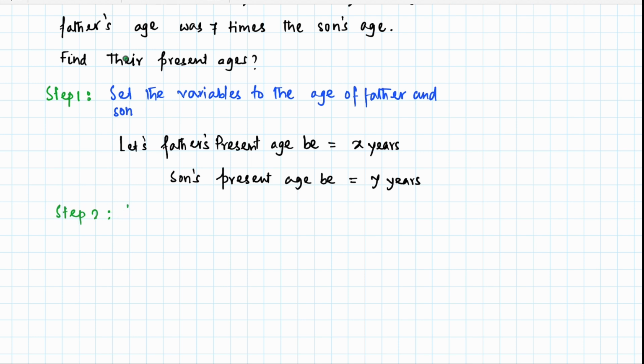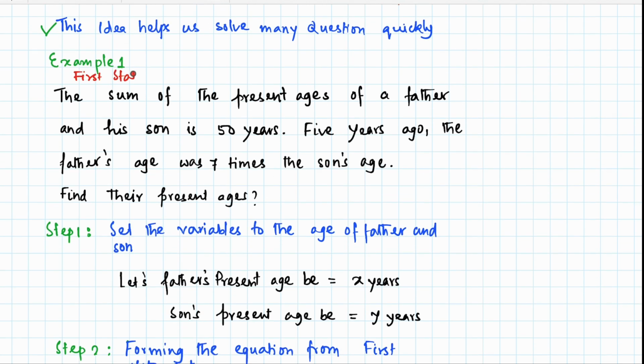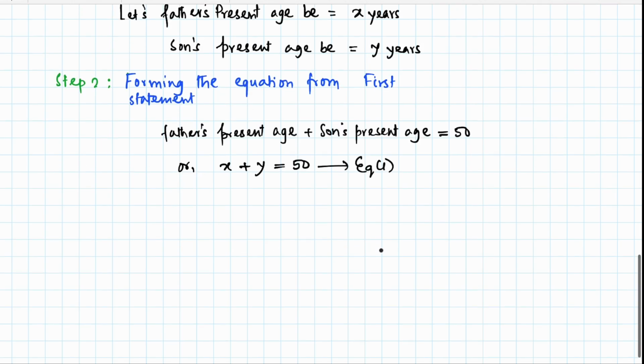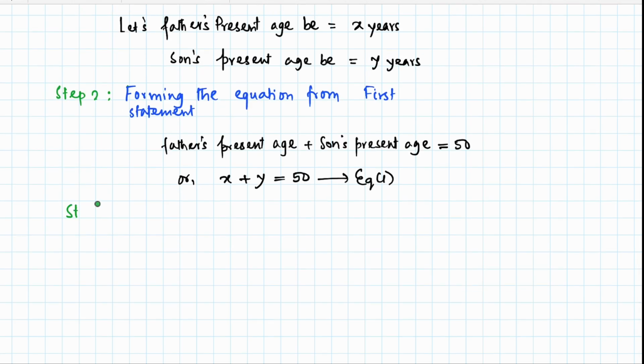Now step number 2, we will form the equation from the first statement. We always break the whole problem into 2 statements and make an equation out of each. First statement: the sum of the present ages of father and son is 50 years. That means father's present age plus son's present age is equal to 50 years, or x plus y is 50. So we have framed equation number 1.